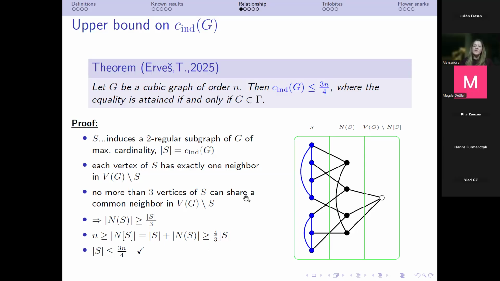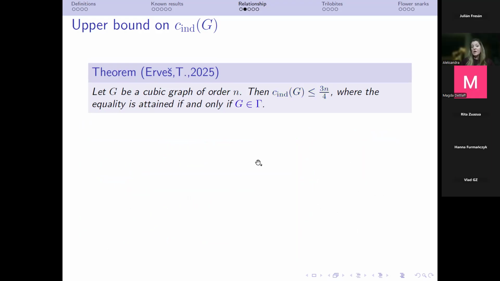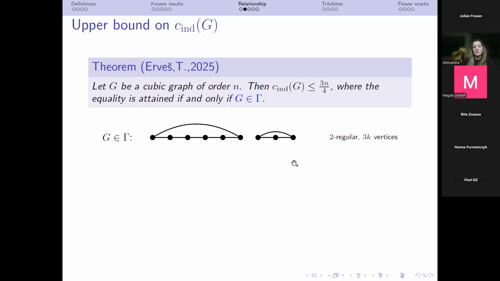Okay, what about the graphs that attain this equality? We showed that, we characterized such graphs, and I will explain how their structure looks. We start with a two-regular graph that is a disjoint union of cycles on exactly 3k vertices. Yeah, k in this case is 3.